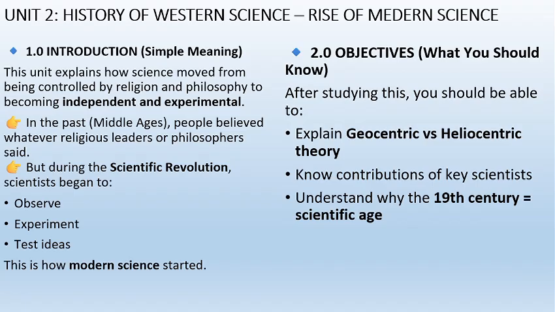So under the introduction, this is the simple meaning of what we want to look at. This unit explains how science moved from being controlled by religion and philosophy to becoming independent and experimental. Now let's hear the breakdown of this. It says this unit explains how they moved from being controlled by religion.